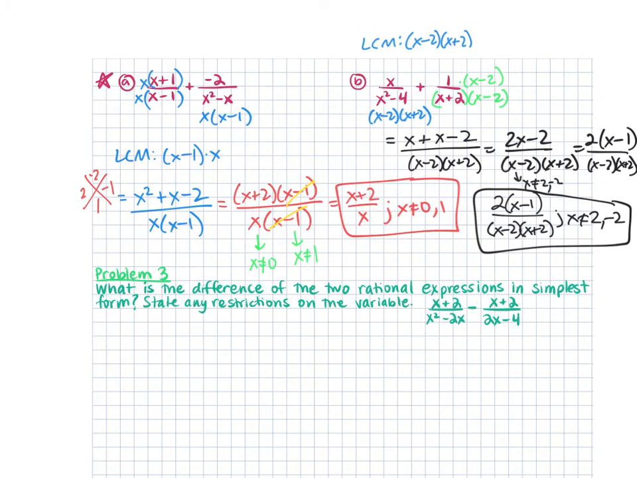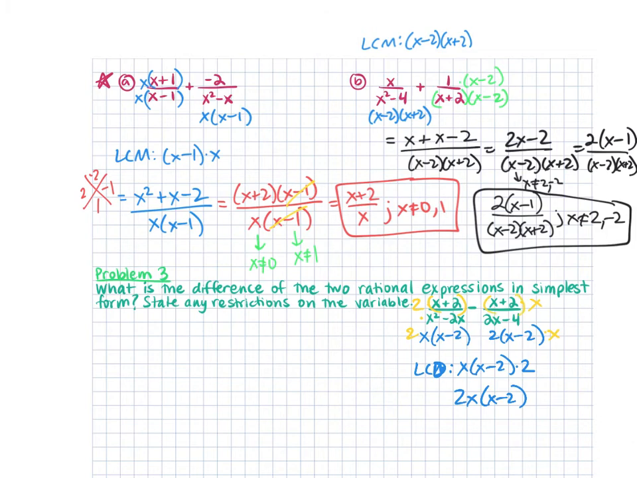Let's find the LCM here. Let's pull out an x. X minus 2. Let's pull out a 2. X minus 2. So our least common denominator is x times x minus 2, and then a 2. So 2x times x minus 2. All right, so this one needs a 2. And that's in parentheses, right? And this one needs an x. So do that on the top in parentheses.